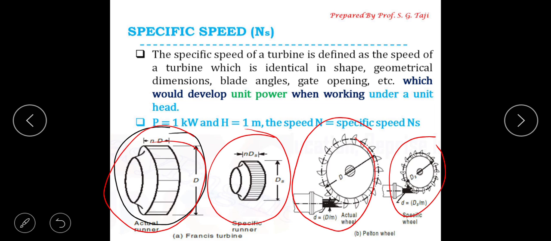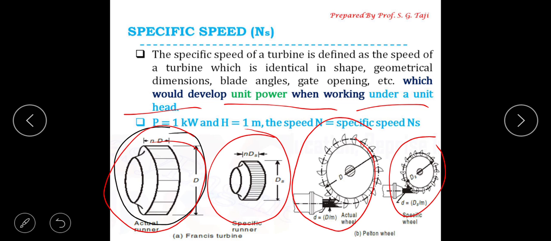The specific speed of a turbine is defined as the speed of a turbine which is identical in shape, geometrical dimensions, blade angles, gate opening, etc., which would develop unit power when working under a unit head. It is known as specific speed.